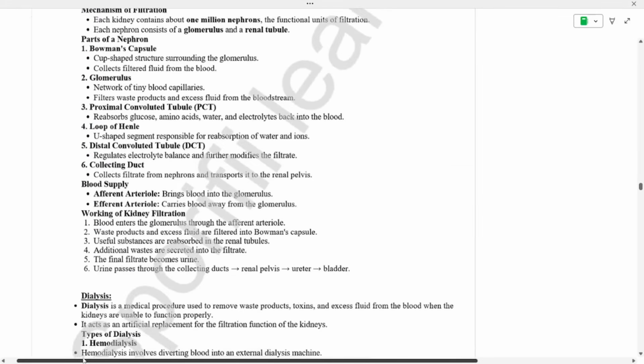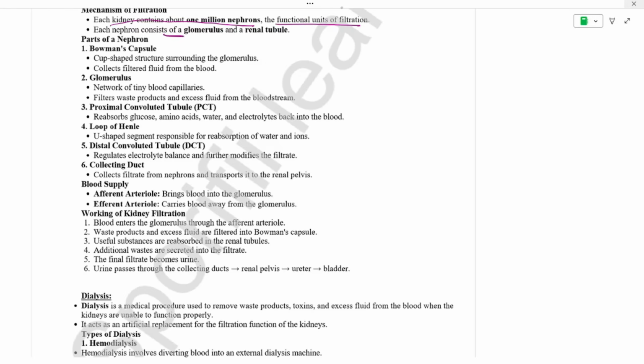And if you see how it works, each kidney will have about 1 million nephrons, right? That is the functional unit for filtration. Each kidney has nephrons, not neurons, nephrons, and each nephron will have a glomerulus and renal tubule. Parts of a nephron, if you see: Bowman's capsule, glomerulus and PCT, that is the proximal convoluted tubule, loop of Henle and DCT, that is the distal convoluted tubule, and the collecting duct will be there. How it works also I have given, you can see.